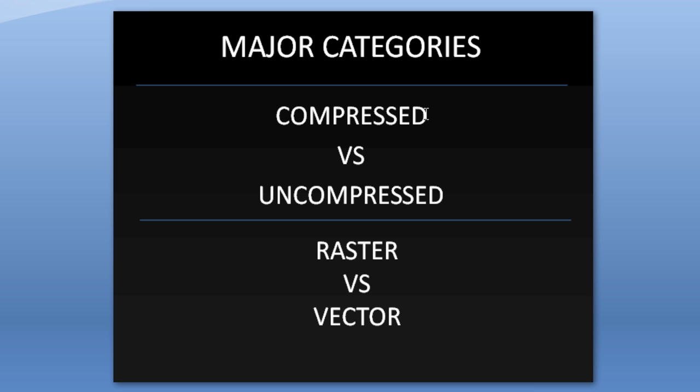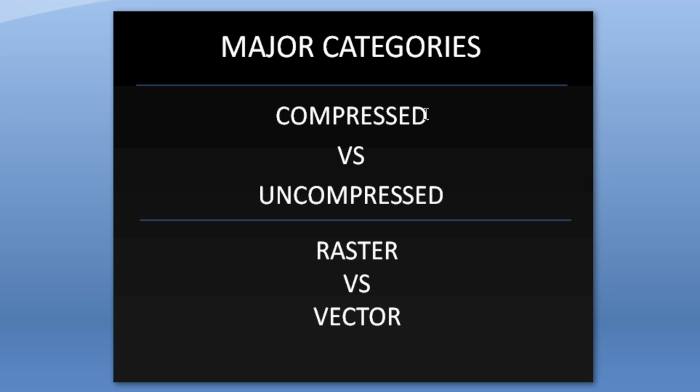And I want to give you an idea of how much bigger uncompressed images are versus compressed images. Compressed images can be 5 to 10 megabytes max, whereas uncompressed images can be like 20, 30, 40, or even 50 megabytes, and that's just fine for them.